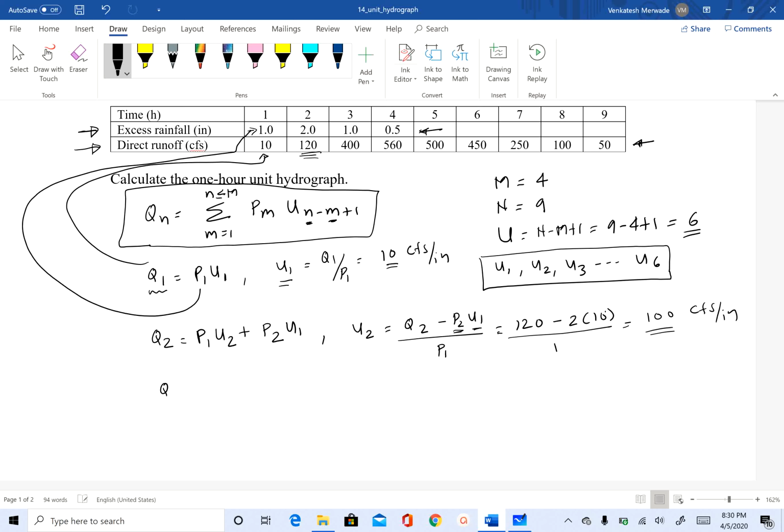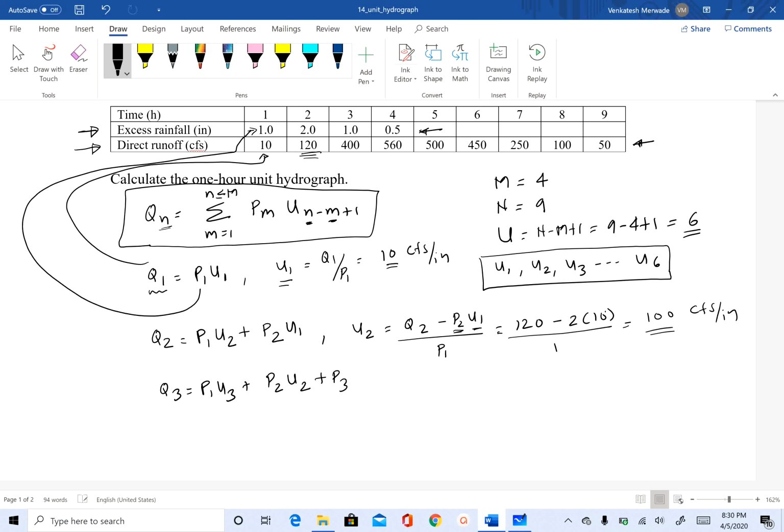So let's write Q3. In this case, the small n is equal to 3, which means m will go from 1 to 3, so this will have 3 terms in it. So P1 U3, plus P2 U2, plus P3 U1. I know how to do this, so I'm just going to write it. If you want, you can check it later.